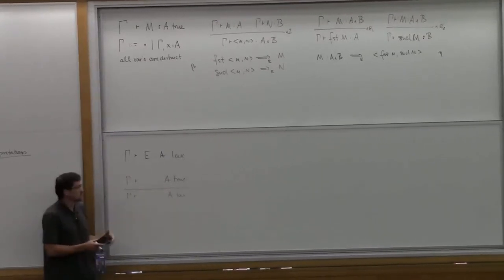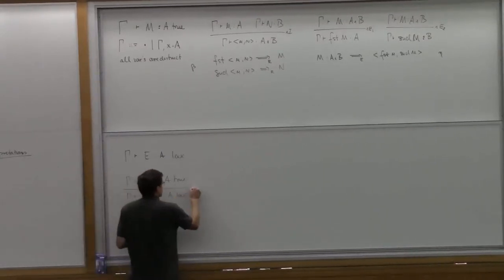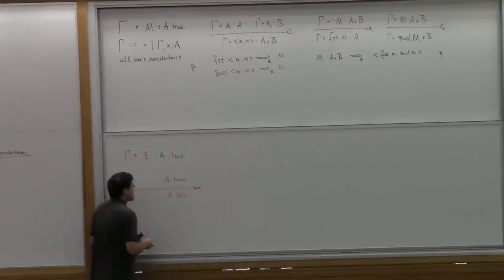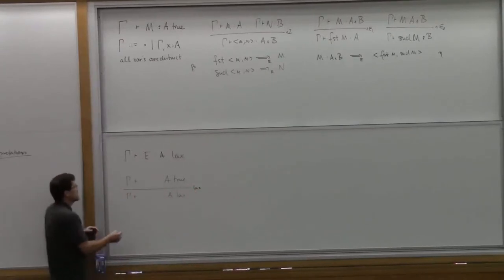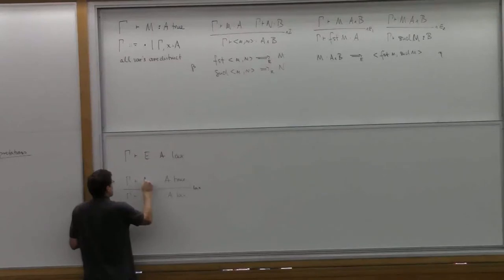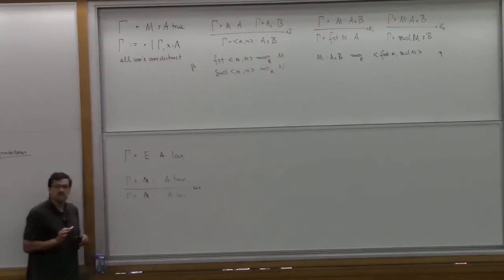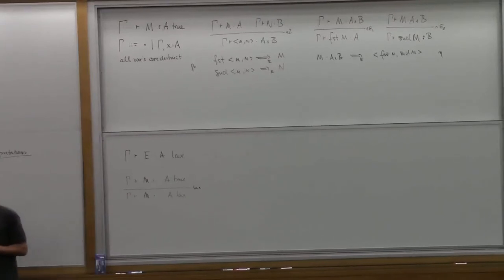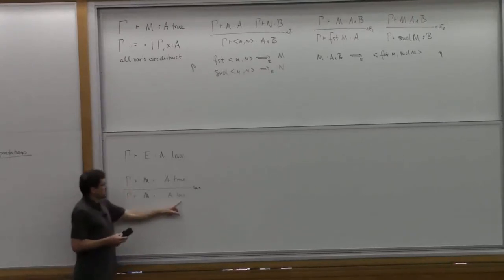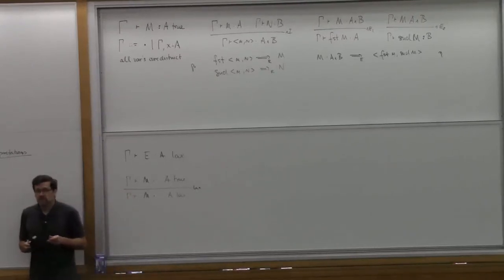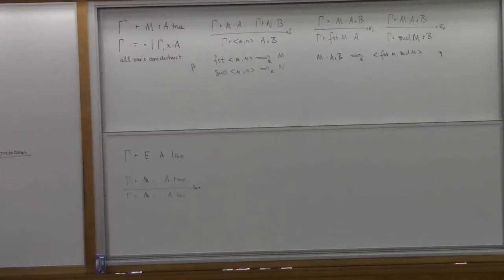So I have a rule. Let me just call this lax. That allows me to do this. And if I write it in proof terms, it'll just be like this: if M is a proof of A is true, then M counts as evidence for A is true in the lax sense as well. So I allow this as evidence as well. This is an honest-to-goodness proof, but there might be other things which aren't really proofs.